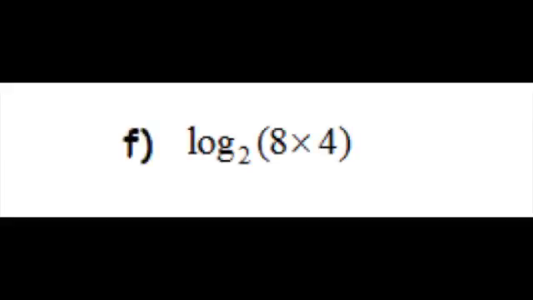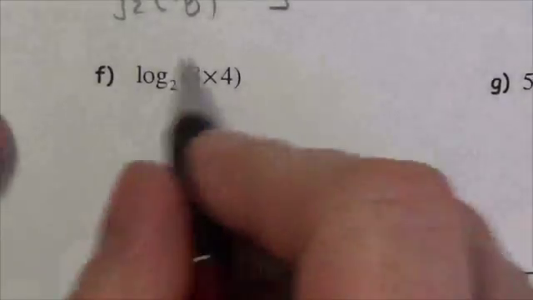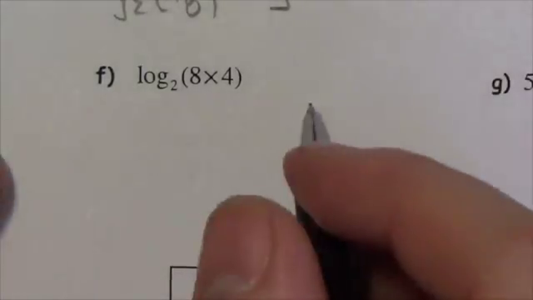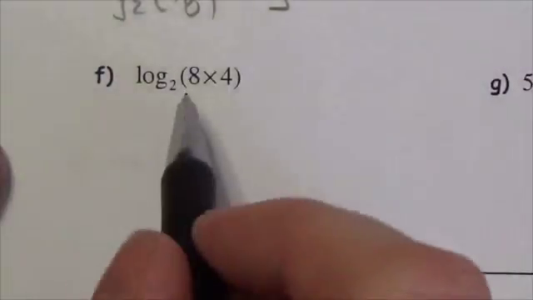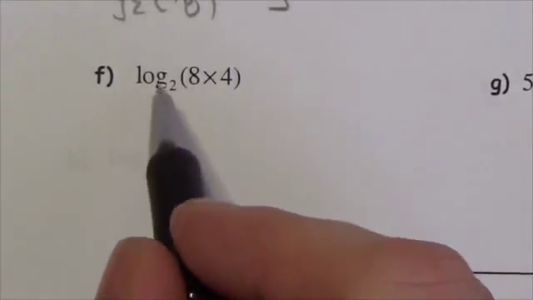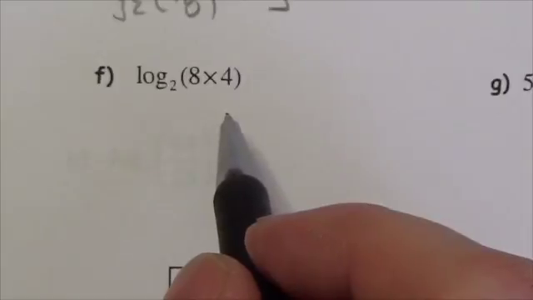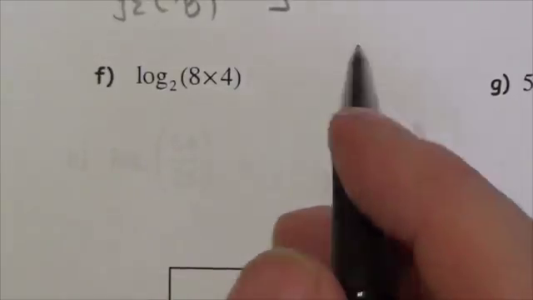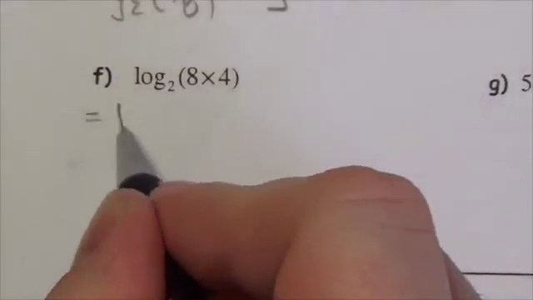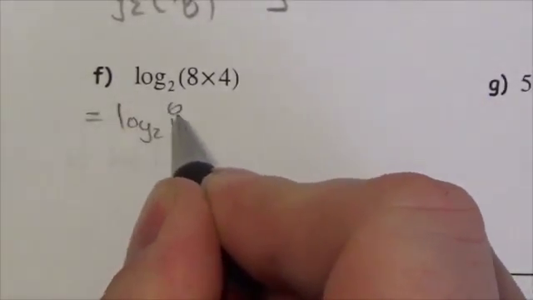The log base 2 of 8 times 4. All right, here's a good example of what makes logarithms so much easier to work with than straight out multiplication. I could multiply 8 by 4 to get 32 and then figure out the log base 2 of 32, but then I've got to know my powers of 2. Or I could just do this. I could take that multiplication and convert it into addition.